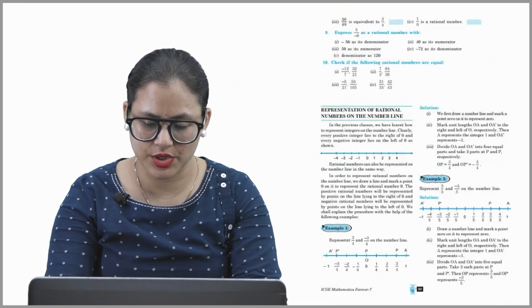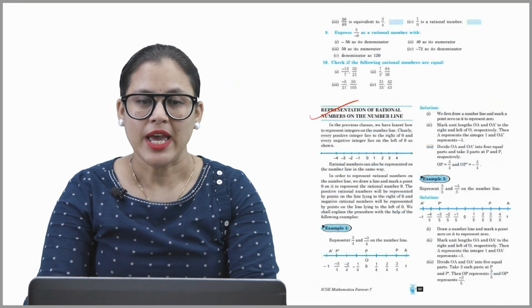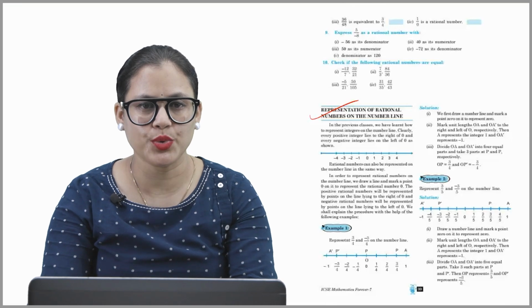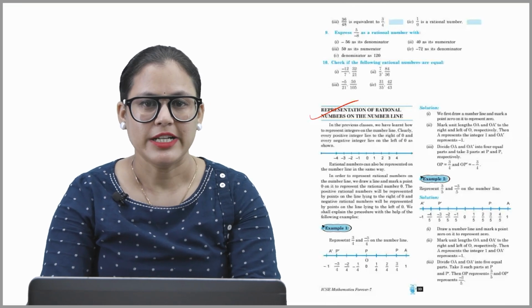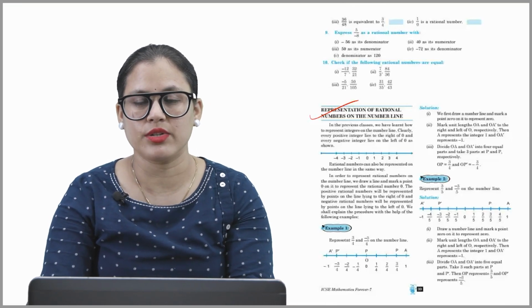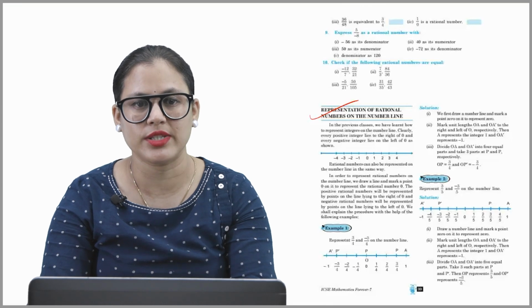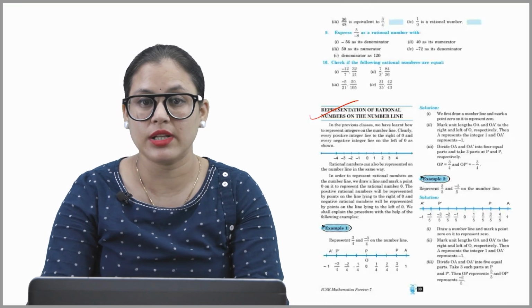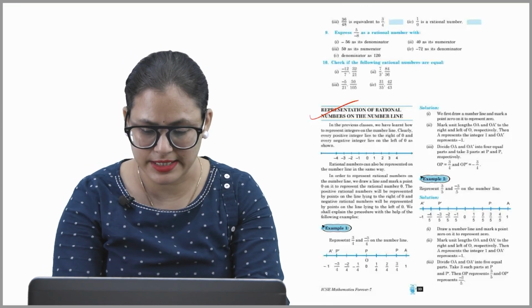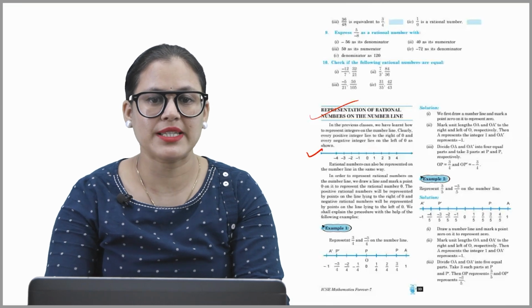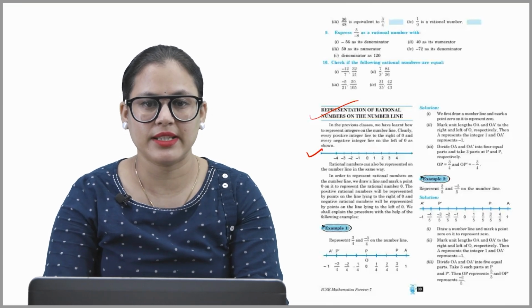Representation of rational numbers on the number line. In the previous classes, we have learned how to represent integers on the number line. Clearly, every positive integer lies to the right of 0 and every negative integer lies to the left of 0, as shown in this number line, right? Rational numbers can also be represented on the number line in the same way.